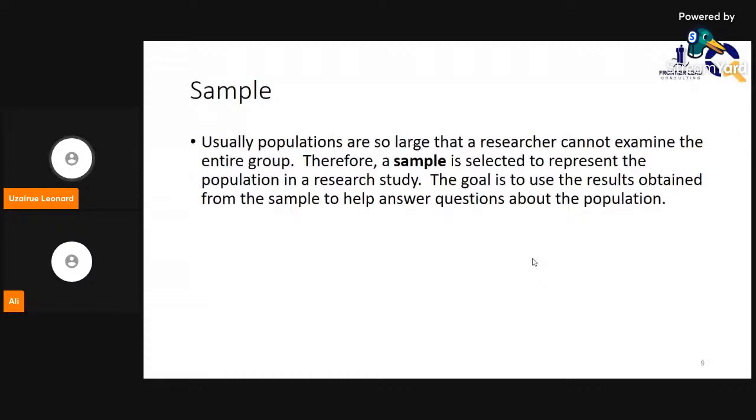Now, for you to have a good study, you must make sure that your sample is representative of the entire population. If your sample is not representative, then you will not be able to answer questions regarding the population. So that is also very important.